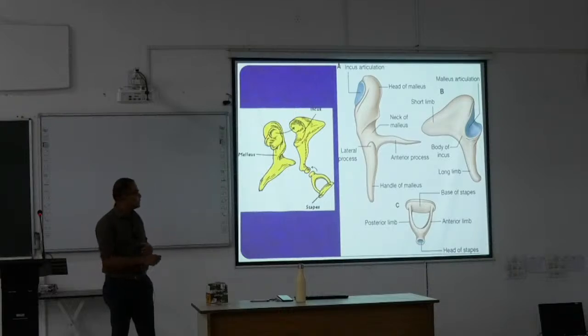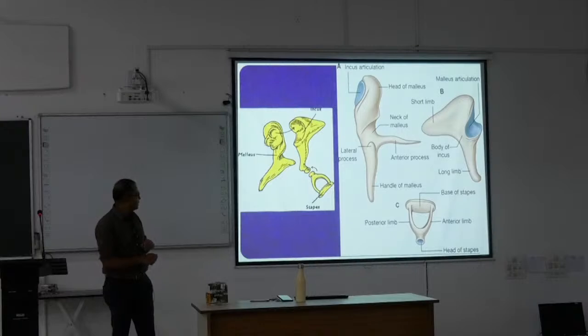ossicles, the ear ossicles, how they are present and how they look. This is the stapes that we are talking about. The stapes looks like a stirrup. As you can see, the stapes is related to this part, which we call the footplate of the stapes. This footplate or base of the stapes is resting on the oval window.